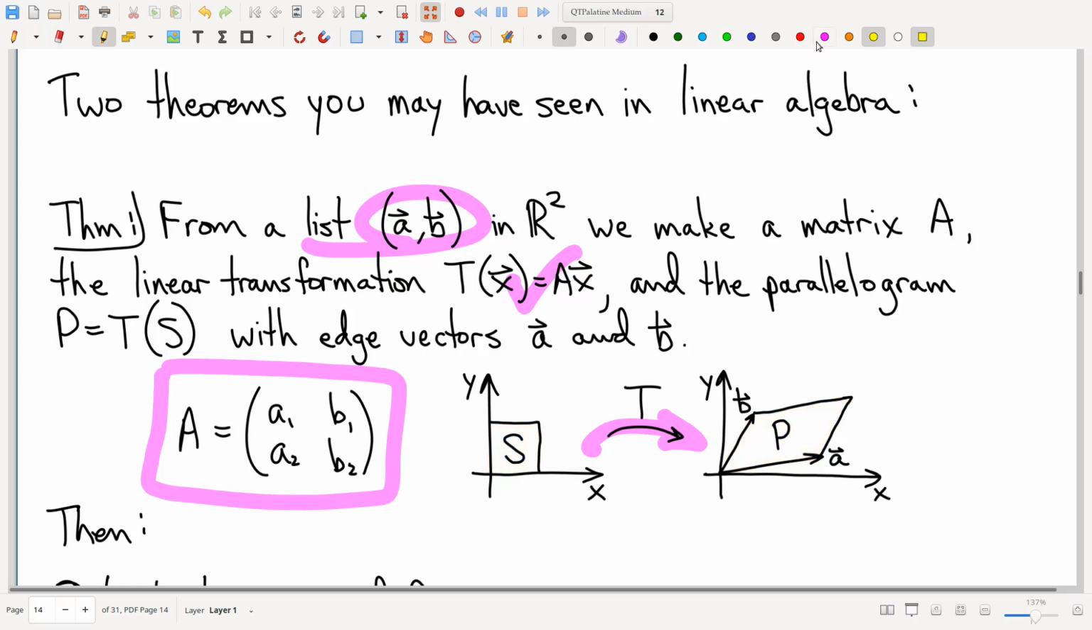Okay, so lots of resulting objects, right? So we've got a list, a matrix, a linear transformation, and a parallelogram. Four separate objects, but they're all kind of the same thing. They all come from the same thing.